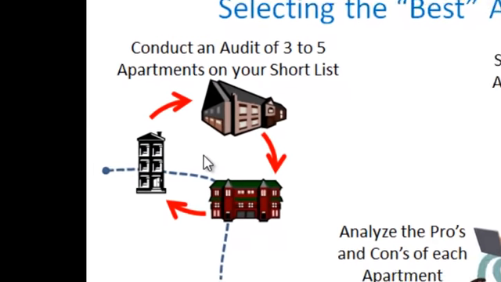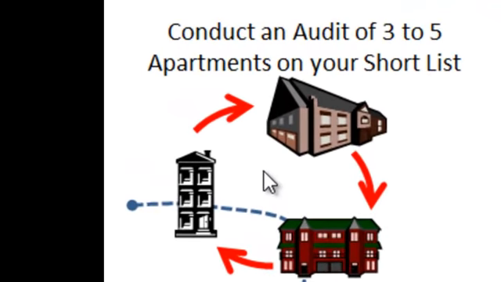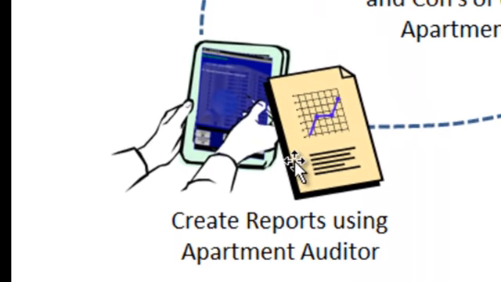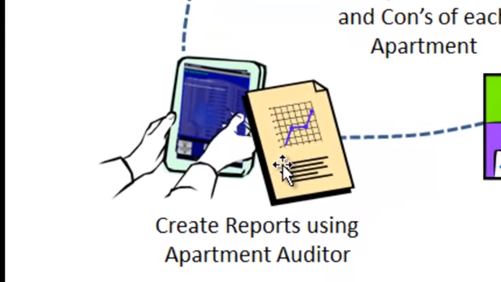Next, what we'd like to do, of course, is have a choice of more than one apartment. So ideally, like any shopping or buying experience, you want to have 3 to 5 apartments that would be on your short list, so to speak, and you want to follow the previous auditing steps for each of these apartments. When you're done, you want to produce a report for each of those apartments.